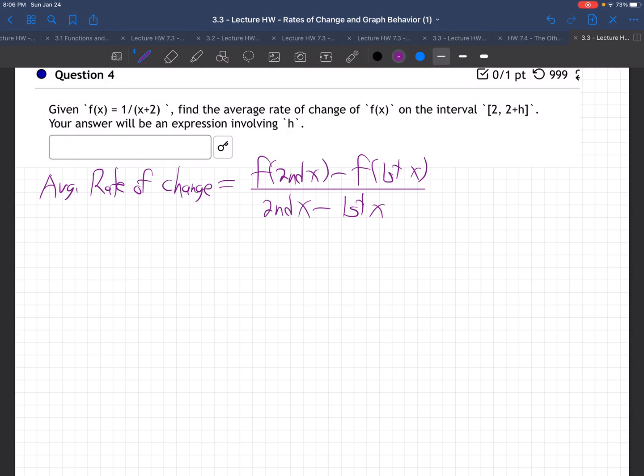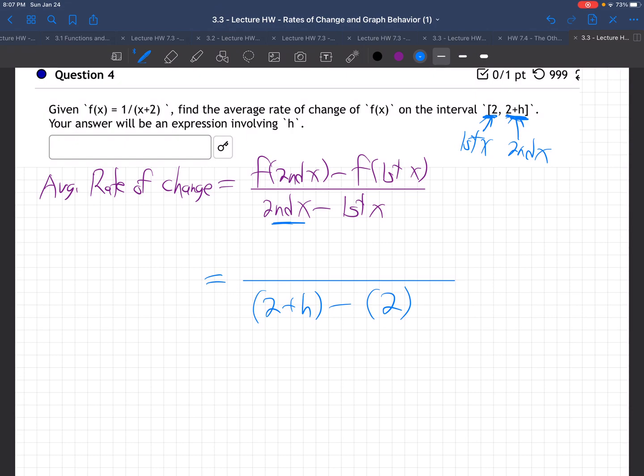Well, on the bottom are two x values. So what's our second x? Well, this is our first x, right? And this 2 plus h is our second x. Those are our two x values. So I'll go 2 plus h, that's our second x, minus, what? Minus 2, I mean. I don't know why I wrote x there. 2. That's right. Second x is 2 plus h. Our first x is 2.